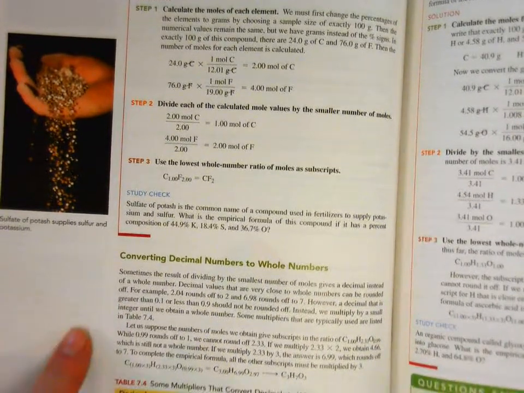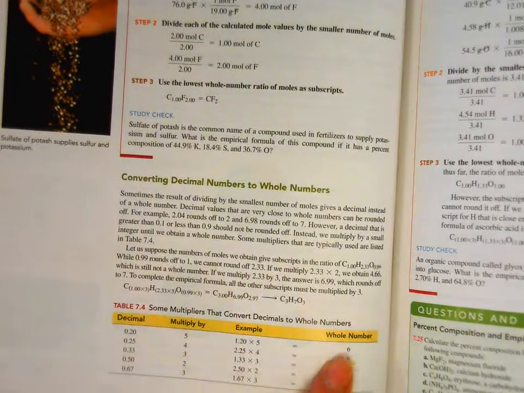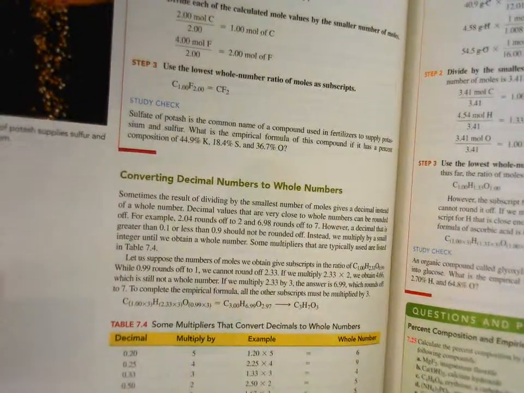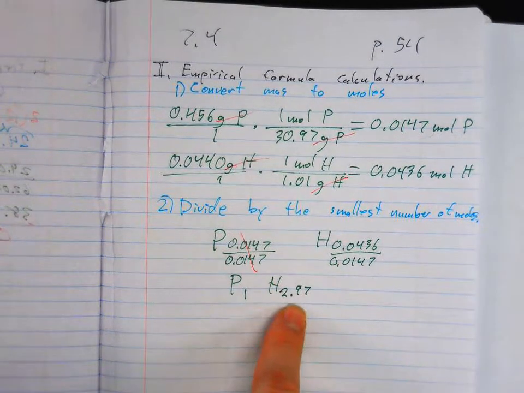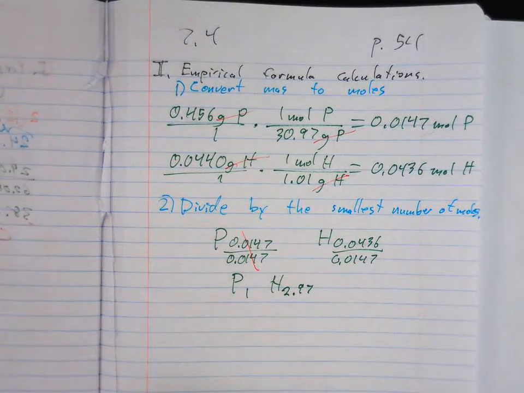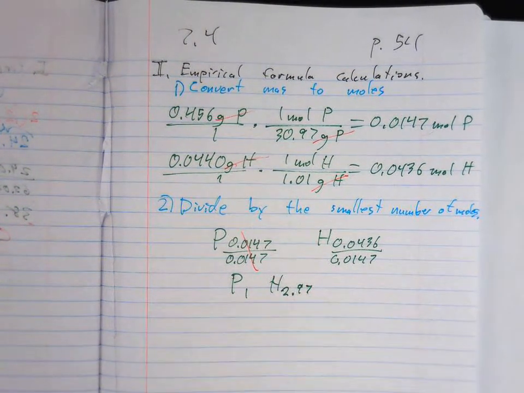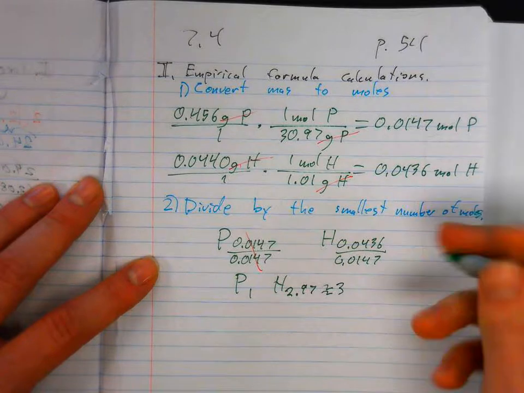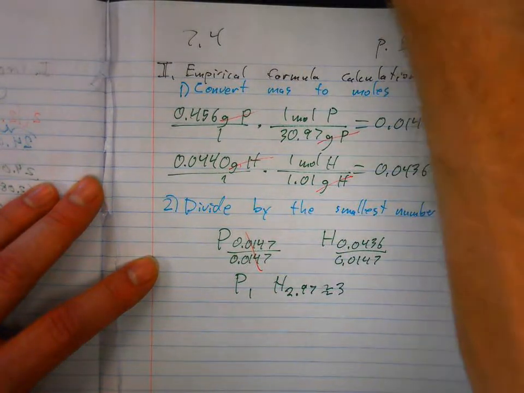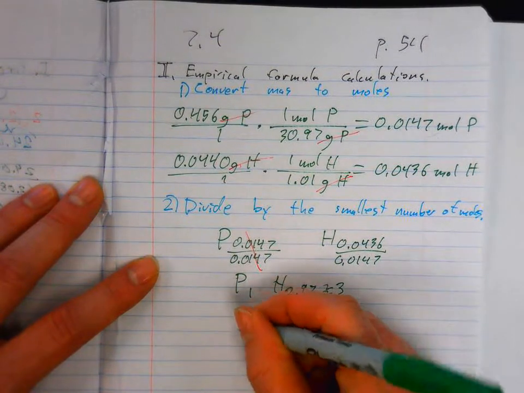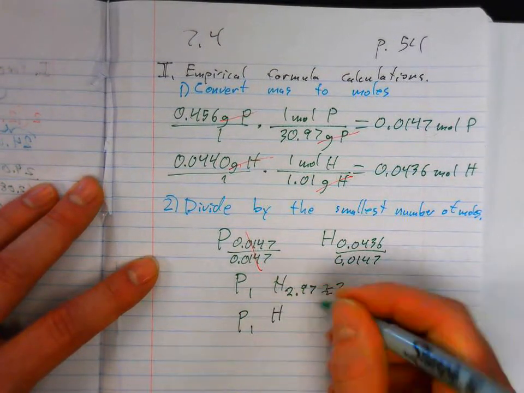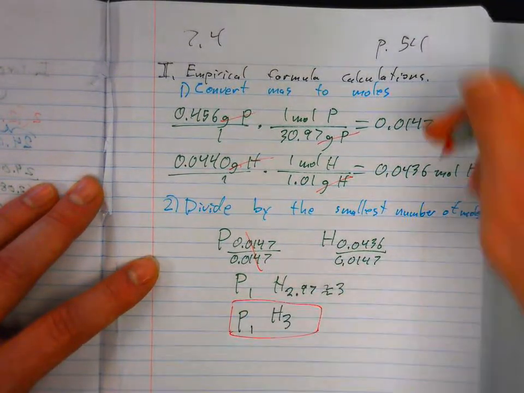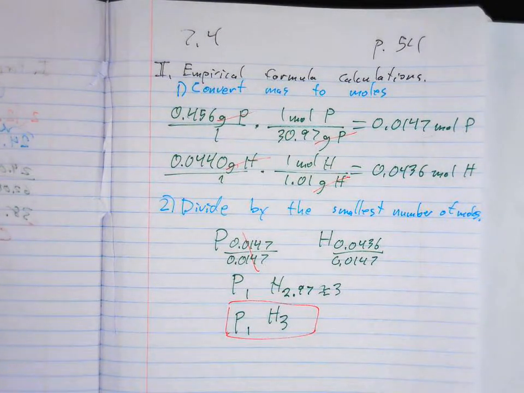When it's not within 0.1, we're going to use this guide here to multiply and get a whole number that way. We'll see an example like that in a moment. But this one is close enough. Measured numbers have imperfections, so that's where the small difference comes from. So we're going to round that number to 3. Rounds to 3. So then we can state that our empirical formula is P1H3. And there we go. P1H3.